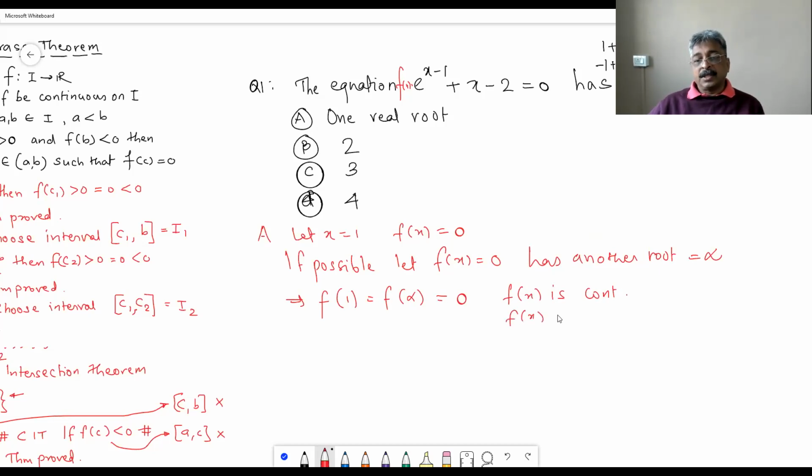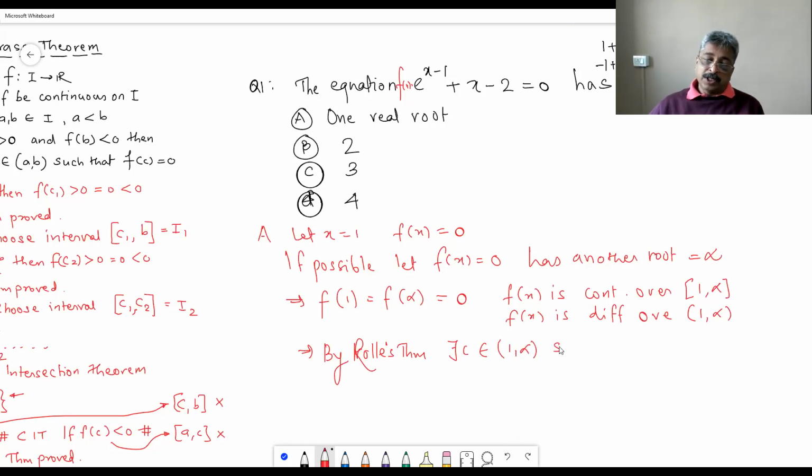f of x is continuous. f of x is differentiable over 1 comma alpha. Therefore, by Rolle's theorem, there exists C belonging to 1 comma alpha such that f dash of C is equal to 0, correct?